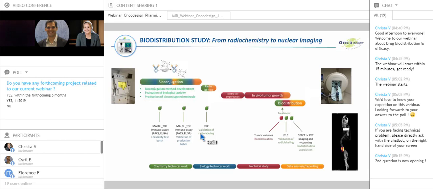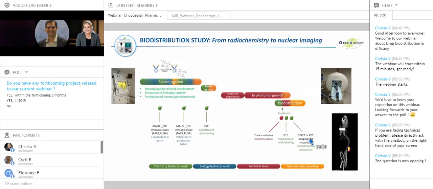Radiolabeling will be checked by RTLC, and for the in vivo model, at the time of the biodistribution itself, we will repeat the radiolabeling, validate by RTLC the radiolabeling, and perform the imaging.